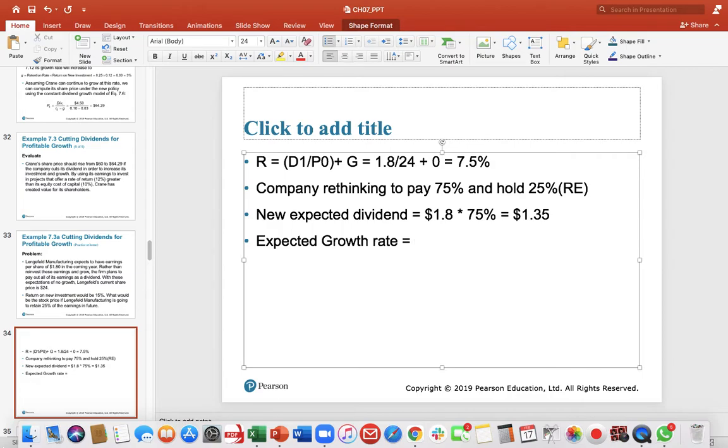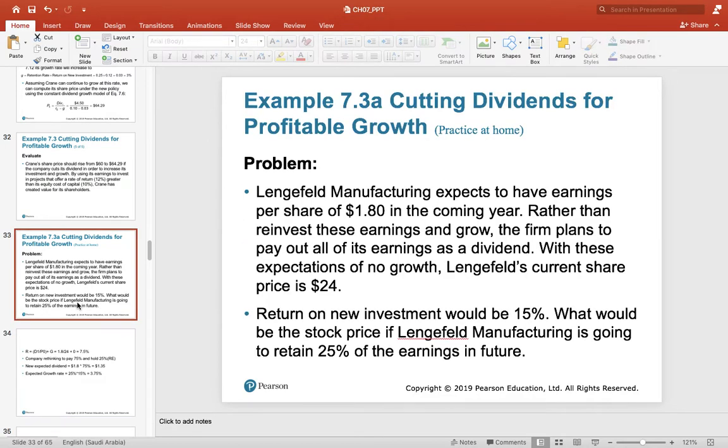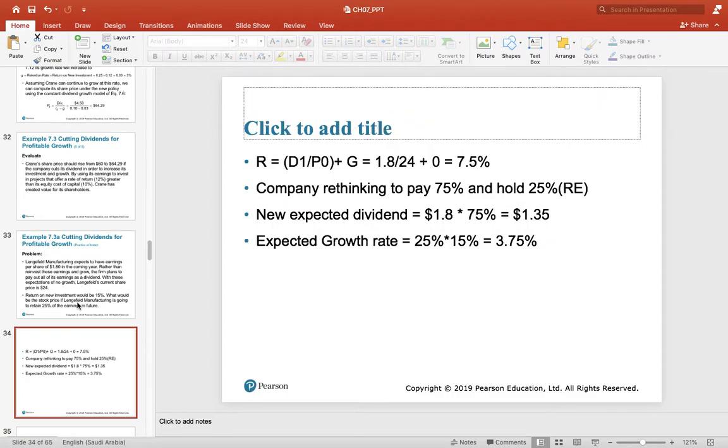Retention rate is how much? Given retained earnings 25%. 25% multiplied by 15%, the return on the new investment given in the question. So 25% multiplied by 15% is equal to 3.75%. Where is it given? It is given in the question. Second point, return on new investment would be 15%. So 25% retention multiplied by 15% is equal to 3.75%.